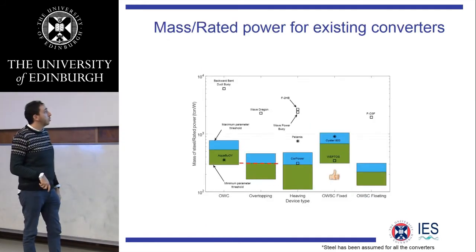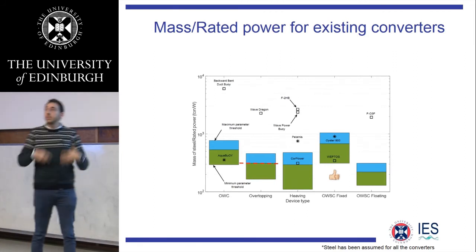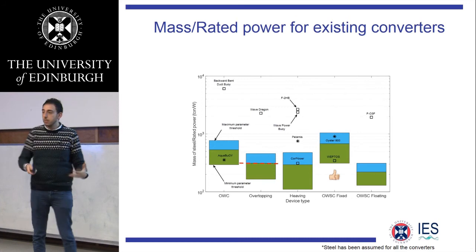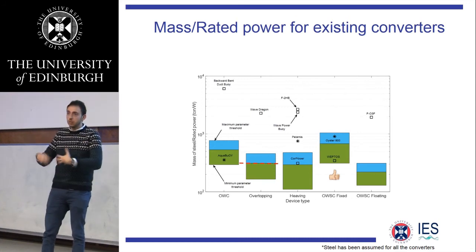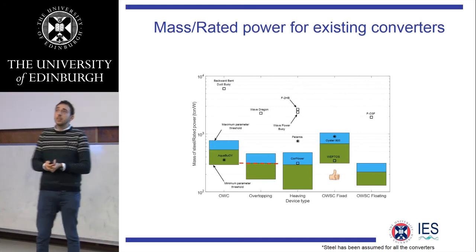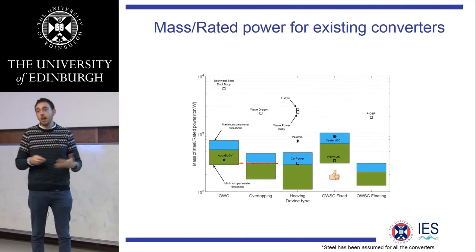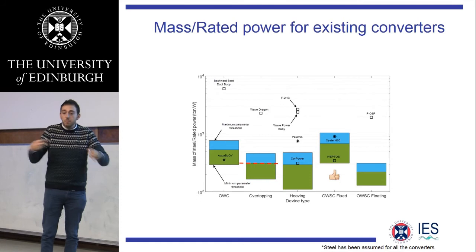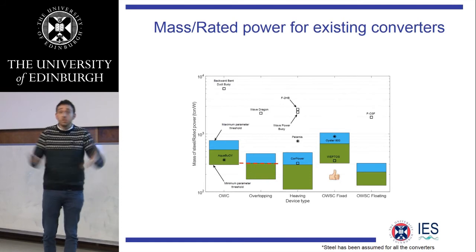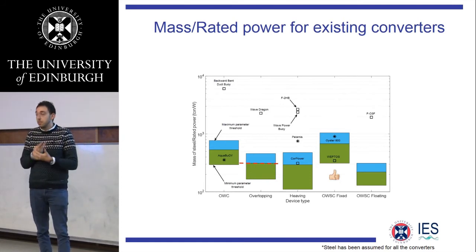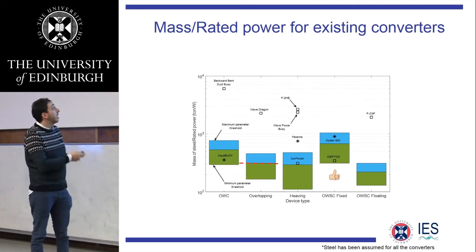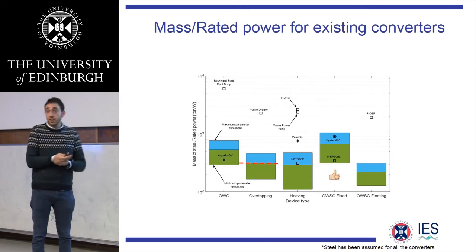What we wanted to check as well is, okay, this is great. We have the costs, the thresholds for the cost centers, but how do we translate that to technical parameters? And we thought that because the structure is actually the most important cost center right now, there's a lot of money put on just the structure of the device, so the mass is an important parameter. So we wanted to check the mass versus the rated power for existing converters.